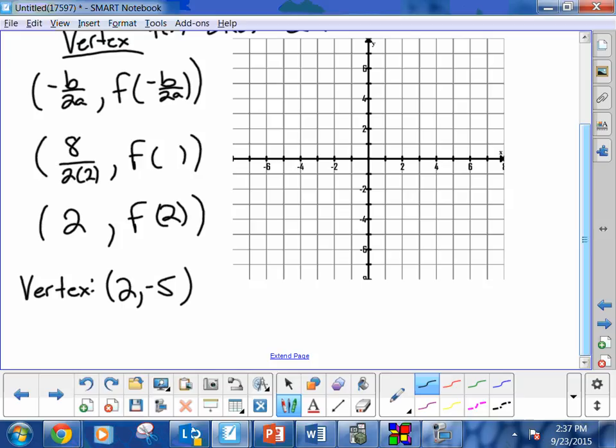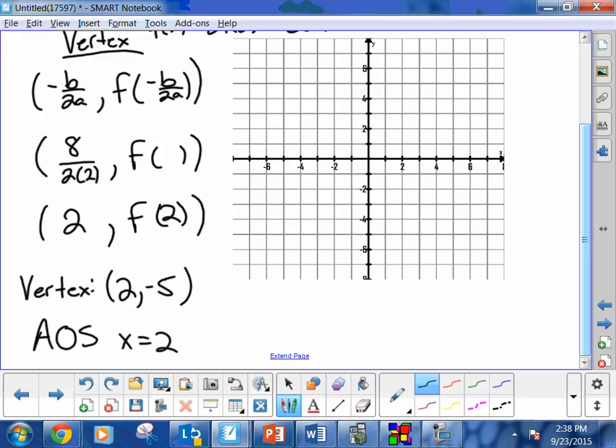So that's lovely because now I'm able to graph my vertex. Remember, what do I get as a bonus? Yeah, the axis of symmetry, right? Lovely. So I know the axis of symmetry too. So my bonus, my axis of symmetry, is x equal to 2.